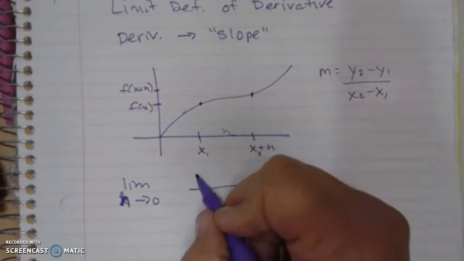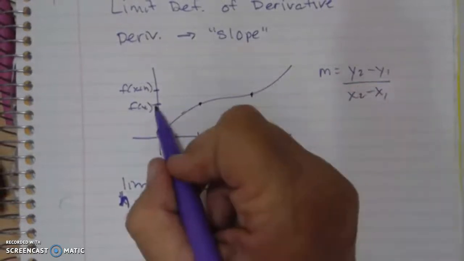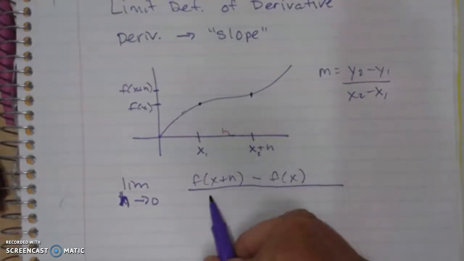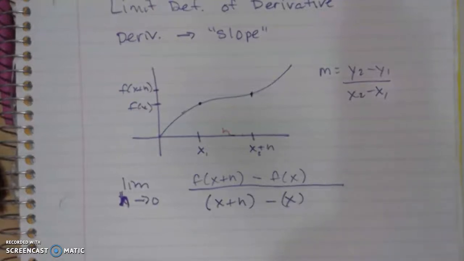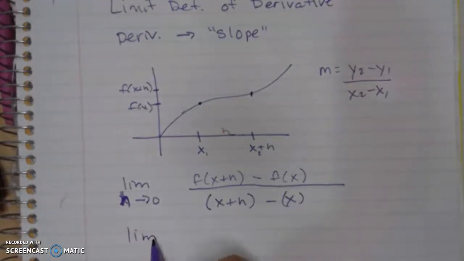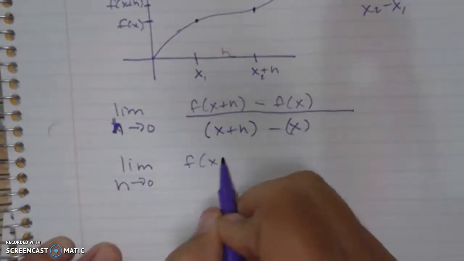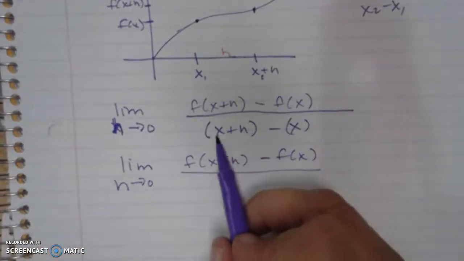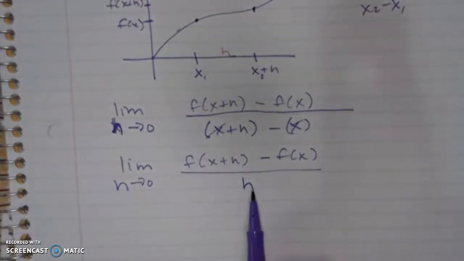So my y value is f of x plus h. My second y value is just f of x. And then my second x is x plus h, and my first x is x. So that's the equation. Let me simplify this. We want to know the limit as h approaches 0 of f of x plus h minus f of x all over... Now, do you see how these two x's cancel each other out? So all I have is h on the bottom. So as h gets really, really close to 0, what is the slope going to be at that point?